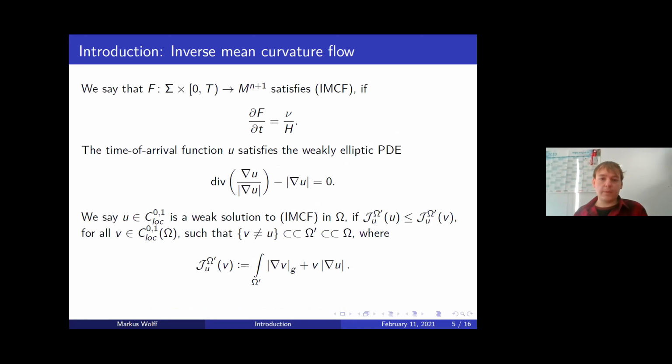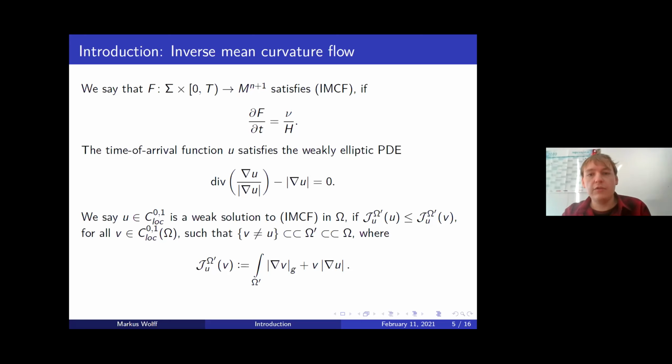And it turns out we achieve this by freezing this mod gradient u term into a comparison principle and prescribe. And so for every prescribed function u which is locally Lipschitz, we say this is a weak solution to inverse mean curvature flow if u minimizes its own comparison principle with respect to any competitor v that differs from u on a compactly contained set.